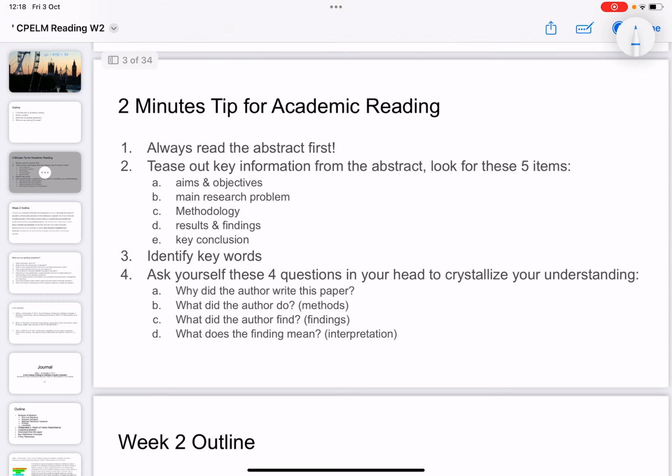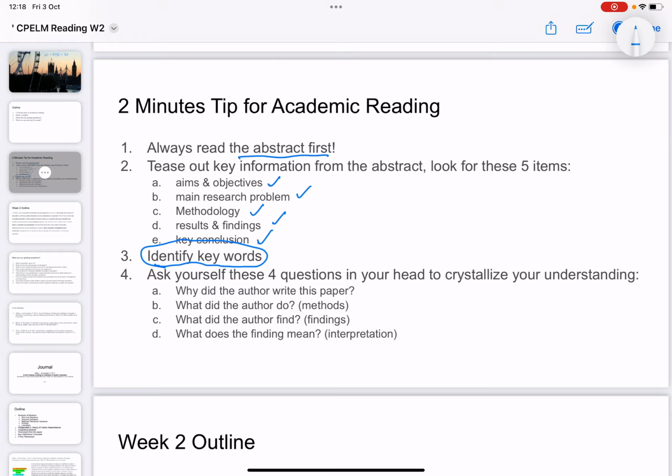Always read the abstract first, that's the main thing, and then from the abstract tease out the key information: aims and objectives, main research problem, methods, results and findings, and key conclusion. Identify the keywords. This also makes your life easy. And ask yourself 4 questions in your head to crystallize your understanding.